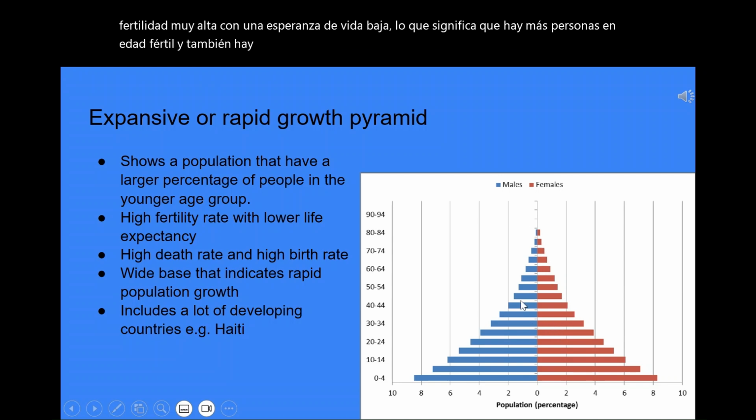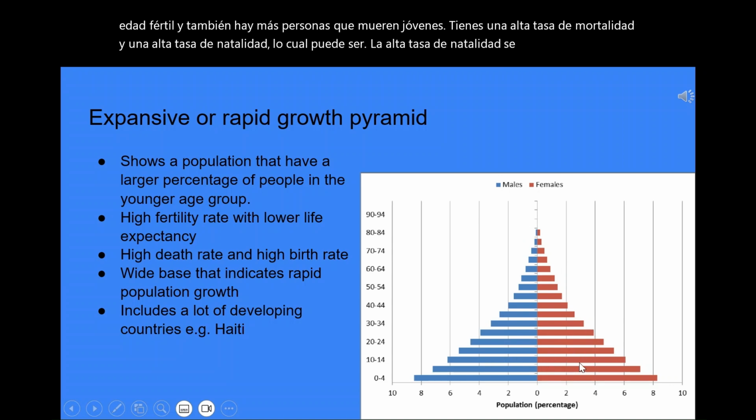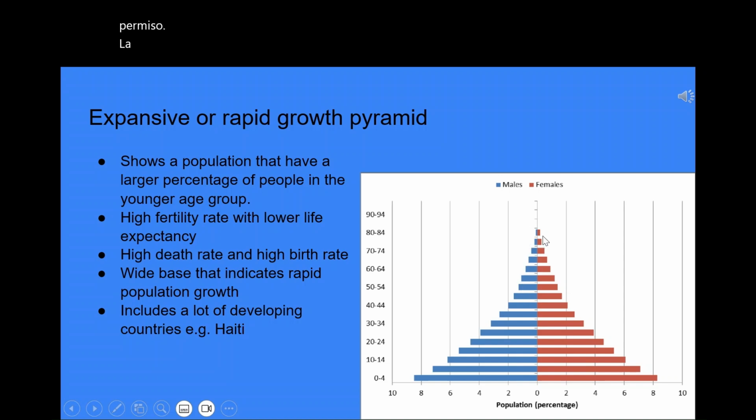You have a high death rate and a high birth rate. The high birth rate is indicated at the base of the pyramid, while the high death rate is the narrow top that is located at the top of the pyramid.